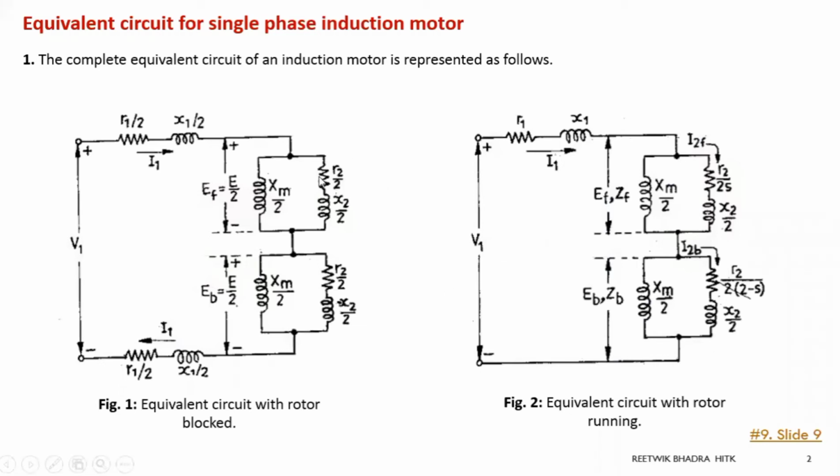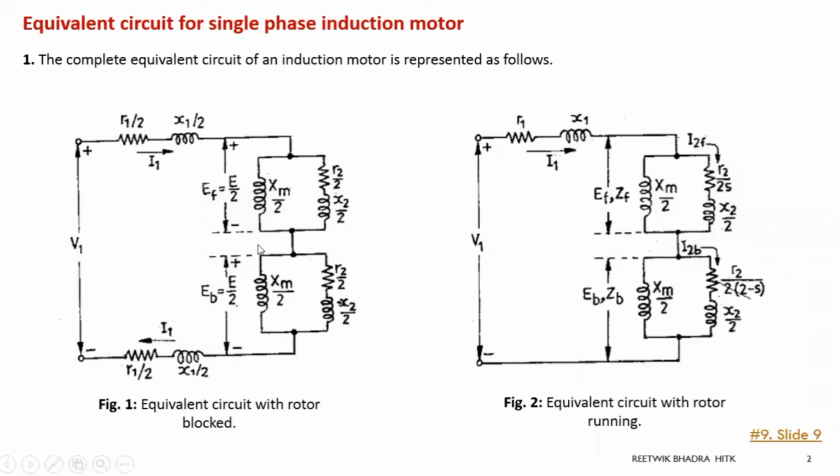So what is the actual value we had studied last day? R2 by 2S. So with S equal to 1, R2 by 2S becomes R2 by 2. And R2 by 2 into (2 minus S): 2 minus 1 becomes 1, so R2 by 2 again. So this is the equivalent circuit with the rotor blocked.